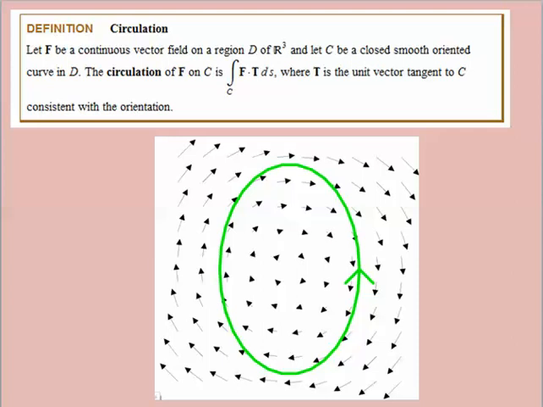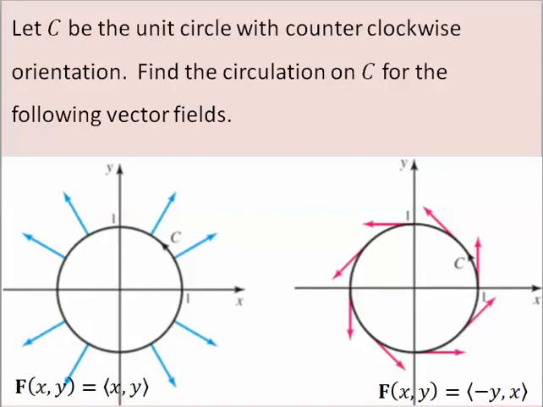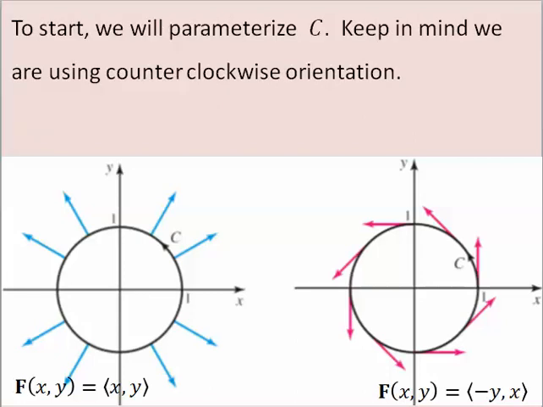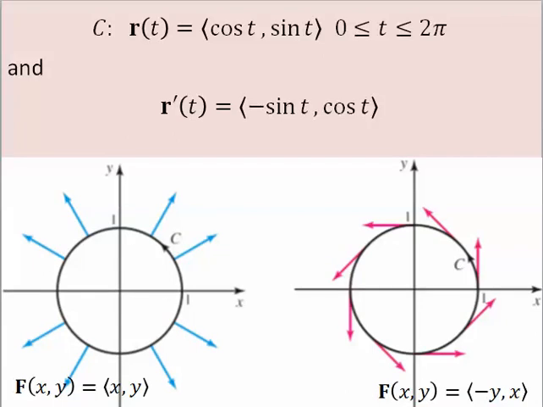And we can still use the same formula if we parameterize with t. So let C be the unit circle with counterclockwise orientation. Let's find the circulation on C for the following vector fields: the radial vector field ⟨x, y⟩ and the rotation vector field ⟨-y, x⟩. We will start by parameterizing the curve. Keep in mind it's a unit circle centered at (0, 0) with counterclockwise orientation. An easy parameterization for that is just ⟨cosine t, sine t⟩. And we're going to need r prime, so we go ahead and find that.